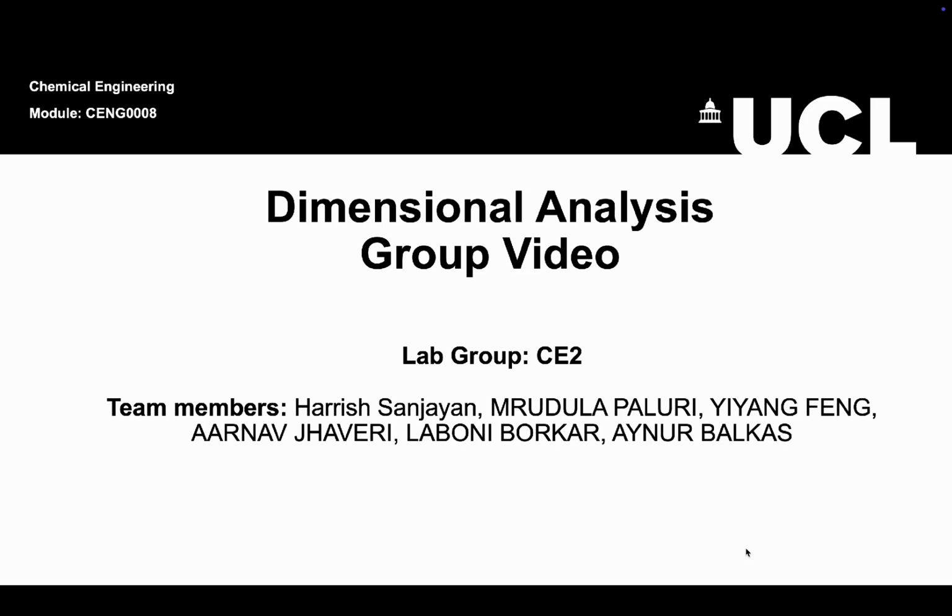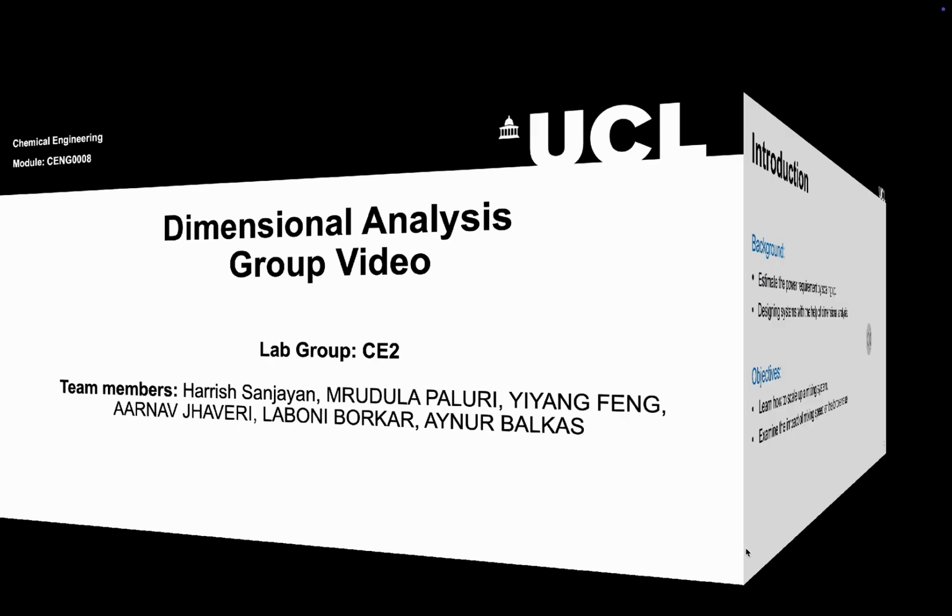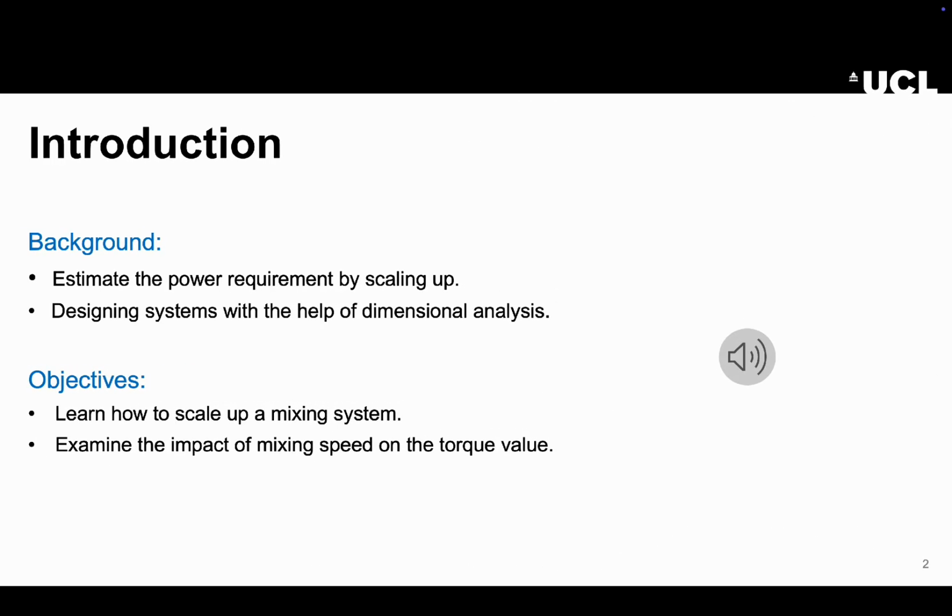Hi guys, we are Group 2 and we conducted this experiment, dimensional analysis, and in this video we'll talk in more detail about the experiment. In this experiment, we are trying to estimate the power requirement by scaling up from a smaller, geometrically similar model using dimensional analysis principles. This can help chemical engineers to design systems with the help of dimensional analysis, by ensuring the dimensionless quantities such as power and Reynolds number are aligned between the model and full-scale systems.